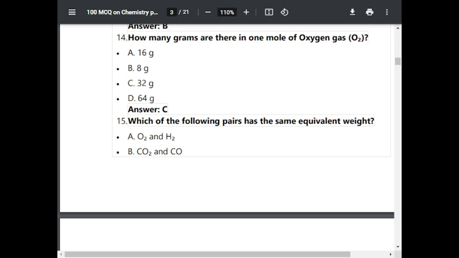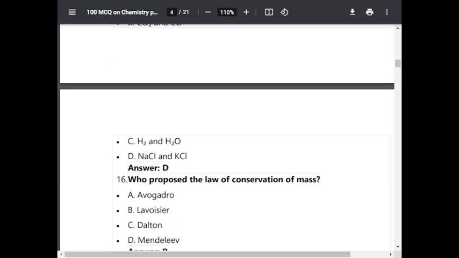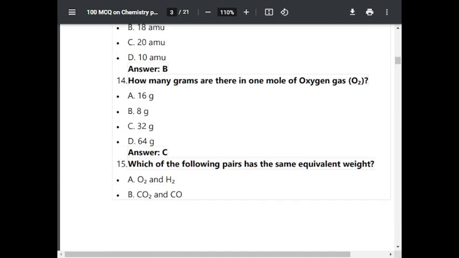Question number 15. Which of the following pairs has the same equivalent weight? Option A O2 and H2, option B CO2 and CO, option C H2 and H2O, option D NaCl and KCl. The correct answer is D. NaCl and KCl have the same equivalent weight.